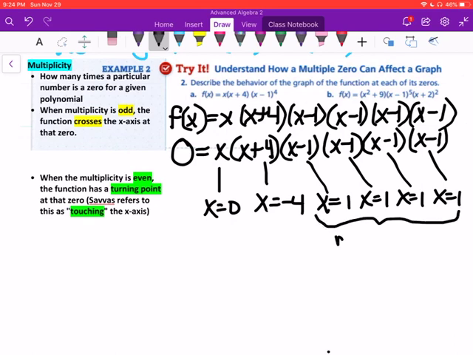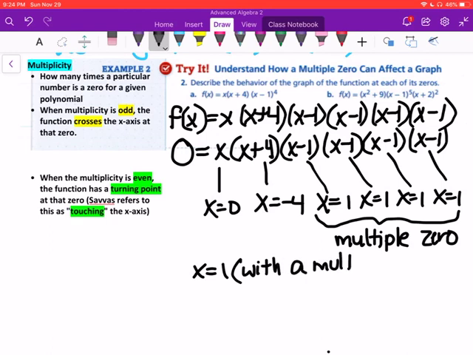This is what we call a multiple zero, because that number repeats that many times. So if I were to list the zeros of this polynomial, I would say that x would equal 1, but then in parentheses, you might be asked with a multiplicity of 4, because that 0 appears 4 times.